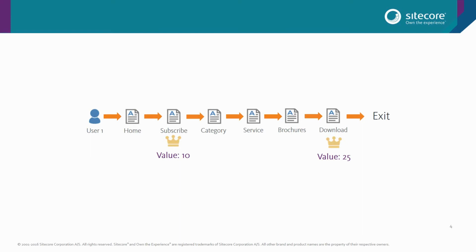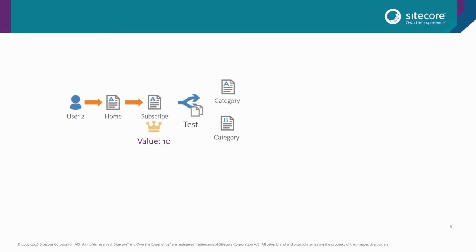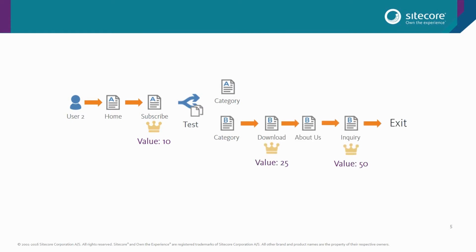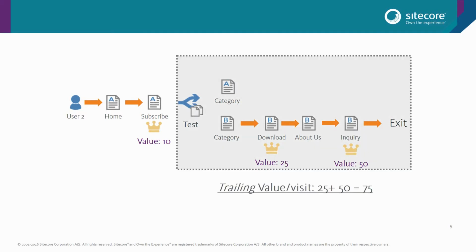In this example, a user visits your site and converts a subscription goal for 10 points and a download goal for 25 points. The value of this visit is 35 points. Now, suppose you decide the category page content could be further optimized to drive conversions. By launching an A/B test, you split the traffic between two different experiences by showing variants of a component. When this user was exposed to experience B, he went on to convert the download goal, which is worth 25 points, and the inquiry goal for 50 points. Trailing value per visit measures the average engagement value that users accumulate after they're exposed to a test variant.